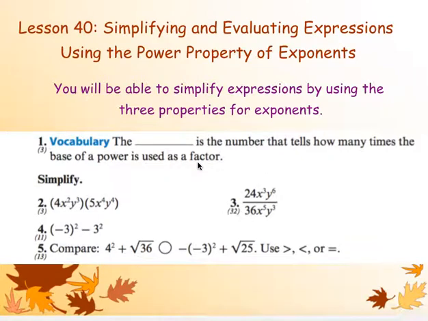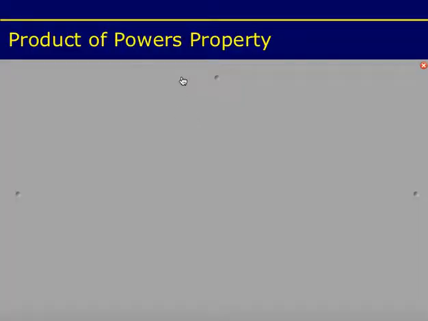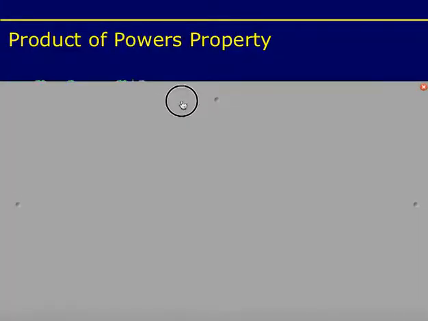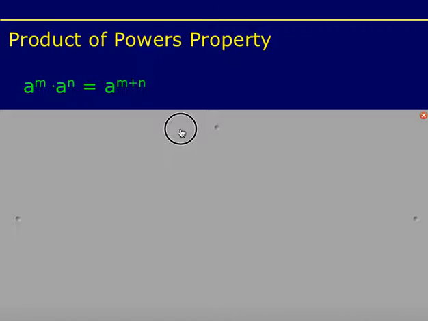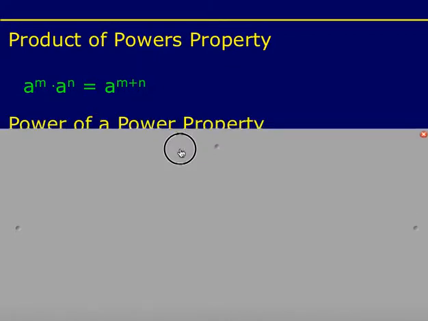Algebra 1, Lesson 40, we are looking at expressions and being able to use our properties of exponents to simplify and evaluate. So we have a bunch of different properties that we've looked at before. Product of powers, that means if we're multiplying things with the same base, we can add the exponents.